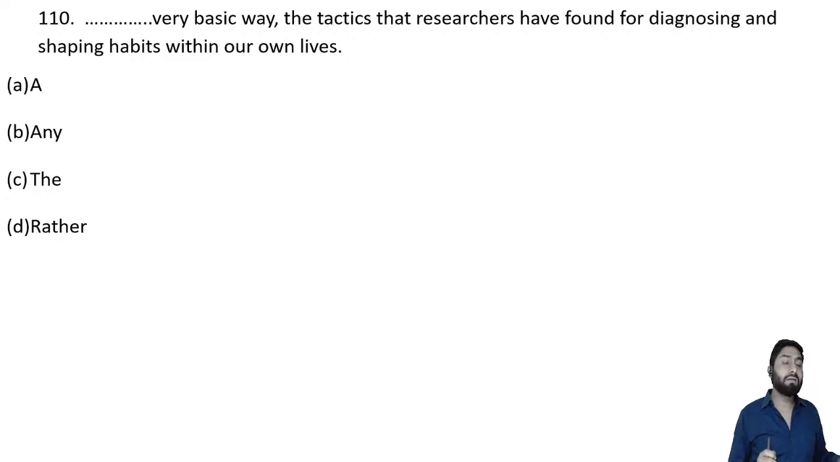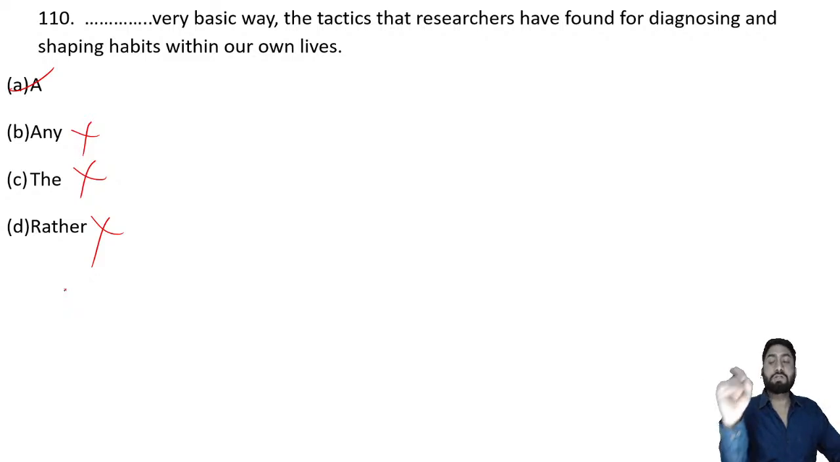So distill a very basic way, any very basic way, the very basic way, rather very basic way. Anyway, कौन सा क्वेश्चन है हमारा, 110, कहीं टाइपिंग में कोई प्रॉब्लम तो नहीं होनी चाहिए जहां तक मुझे लगता है। Anyway, but good, moving, right now, so see, anyway, so a very basic way, हमें obviously यही बात है, any very basic way, the very basic way, rather very basic, कोई मतलब नहीं है, a very basic way, the tactics that researchers have found for diagnosing and shaping habits within our own lives.